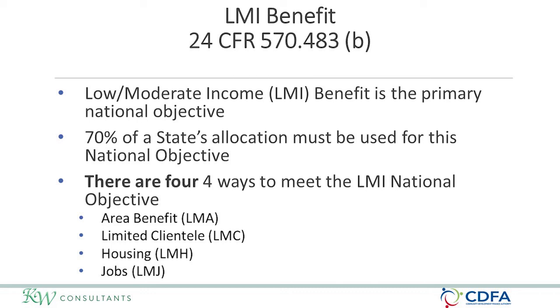The low to moderate income benefit is the primary benefit of the CDBG program. 70% of the funds that the state receives from HUD for the CDBG program must be allocated for the use of low to moderate income benefit. This is why you'll see this is a priority in the method of distribution that CDFA puts out every year, because they must spend a minimum of 70% of their funds on this one national objective.